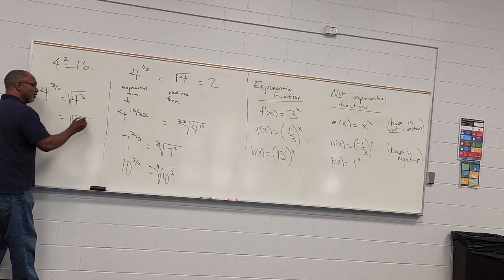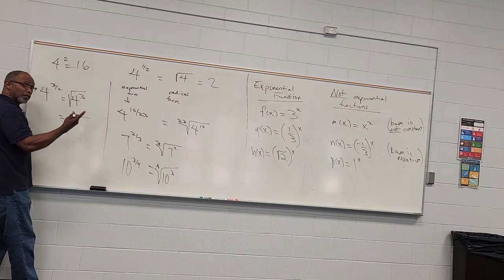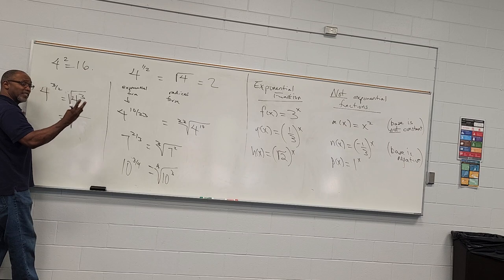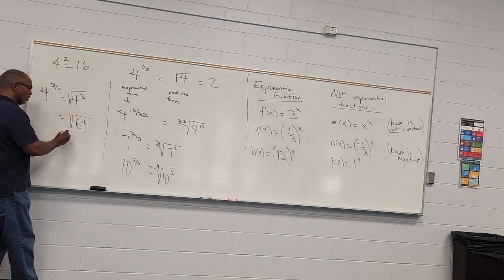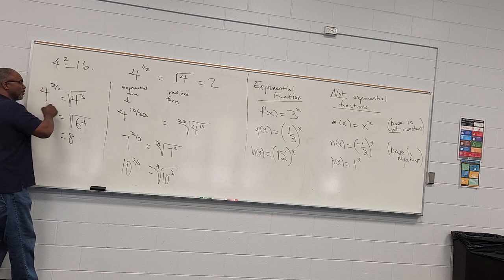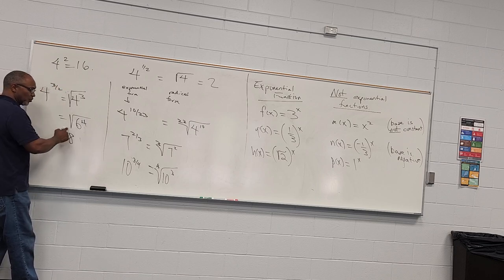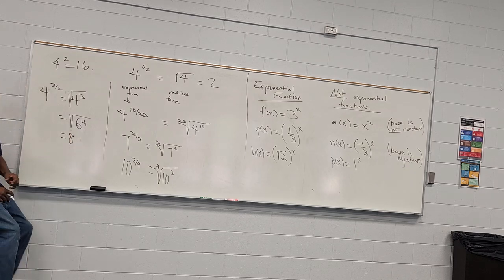And sometimes, again, these things simplify. 4 cubed means 4 times 4 times 4. 4 times 4 is 16. 16 times another 4 makes us 64. Right? Square root of 64 turns out to be 8. So sometimes these rational expressions in exponential form will simplify, and I just get a simple, straightforward number out.